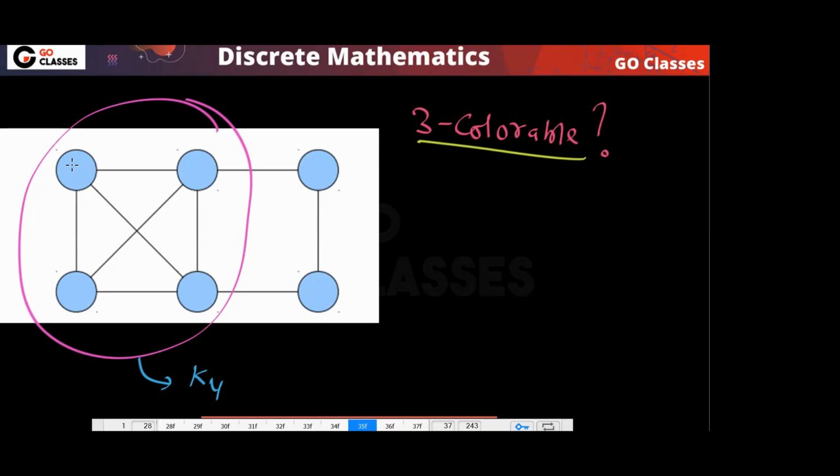If I give color number 1 here, I cannot reuse this color in this area, because they are adjacent. So here I have to give color number 2. I cannot reuse color number 2 in this area because this is a complete graph for 4 vertices. Every 2 vertices are adjacent, so I cannot reuse. I have to give different colors to every vertex. So minimum 4 colors I need.